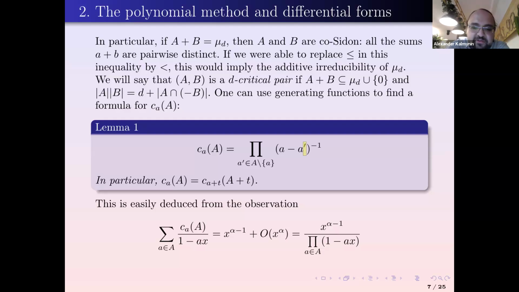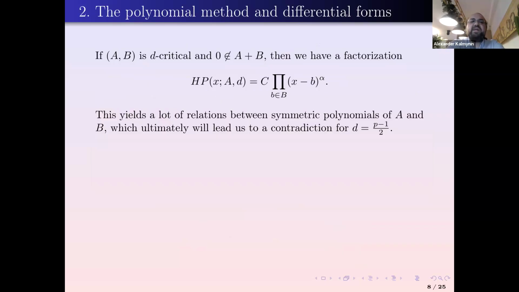This is deduced from the following generating function observation. If you consider the sum of C alpha of A divided by 1 minus Ax, you are going to get a formal series which starts from x to the power alpha minus 1. And it is easy to write down such a power series. It is x to the power alpha minus 1 divided by this product. Okay, so if A, B is D-critical and 0 does not lie in the sum, then we have the following factorization of the Hansen-Petridis polynomial.